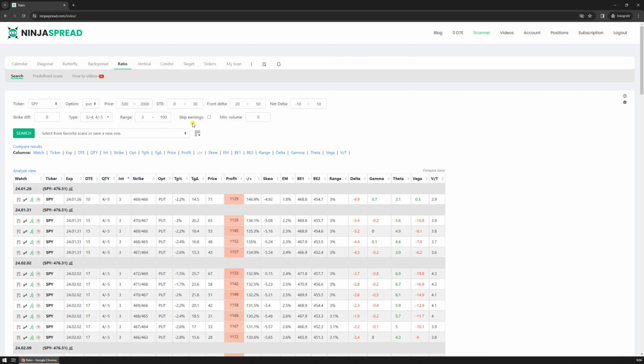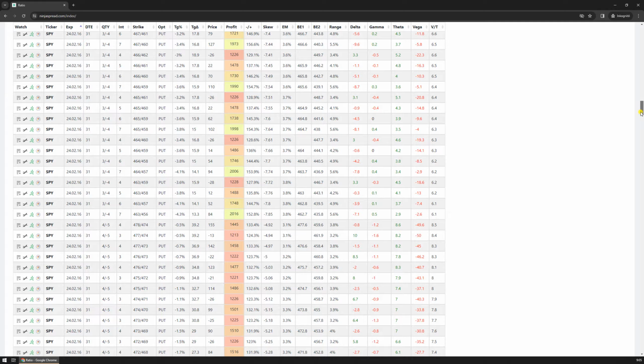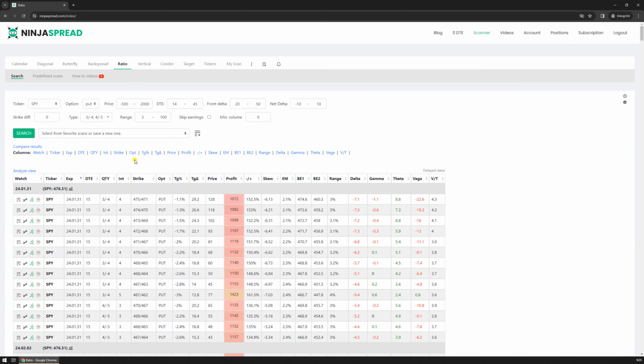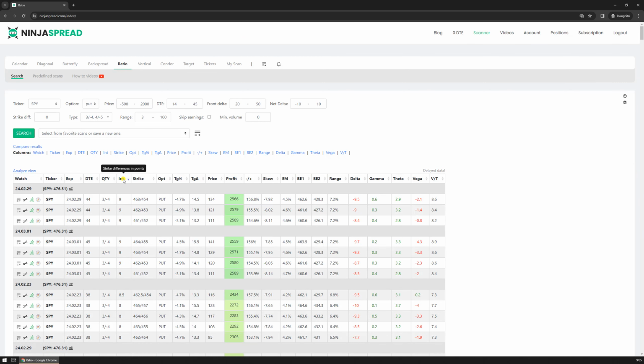What if we are looking for more than 30 days? For example, let's say we are looking for 14 to 45. And here you can see a lot of results. It's impossible to go through all these results, but if you sort by a column, for example, intervals, let's see the intervals between the strike differences.